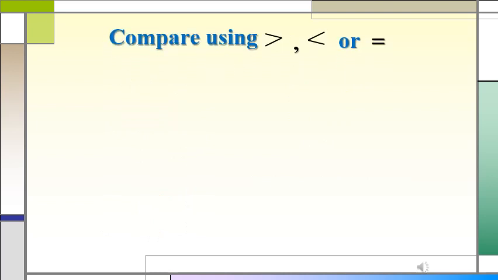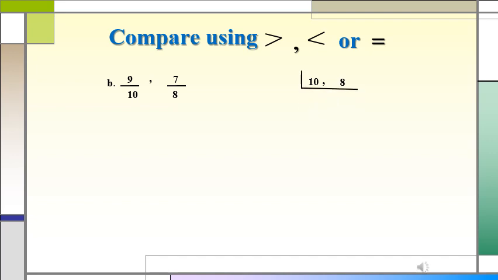Students, let's take another example to compare two fractions with different numerators and denominators. As you can see in this example, 9 by 10 and 7 by 8 both have different denominators. So first step we have to do is find the LCM of their denominators. So let's find the LCM of 10 and 8 using the division method.